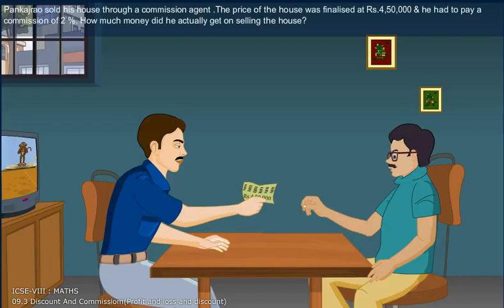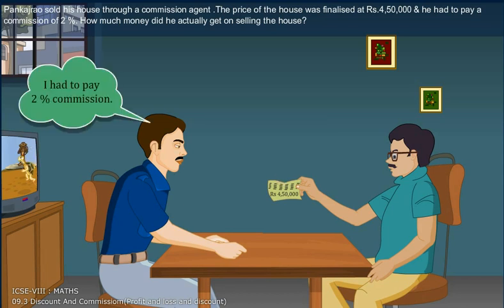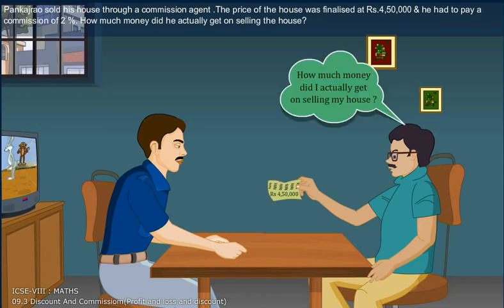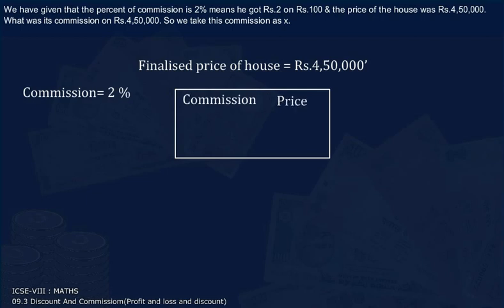Pankaj Rao sold his house through a commission agent. The price of the house was finalized at ₹4,50,000 and he had to pay a commission of 2%. How much money did he actually get on the selling of the house? From the above story, we understand the final price of the house was ₹4,50,000. Pankaj Rao agreed to pay 2% commission to the commission agent. We are given that the percent of commission is 2%, meaning he pays ₹2 on ₹100.